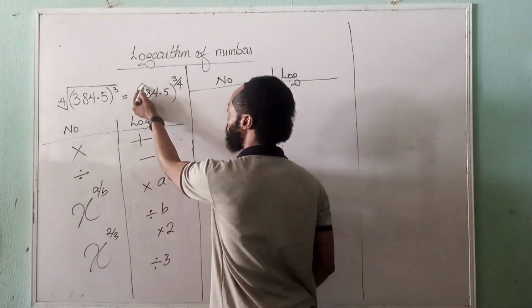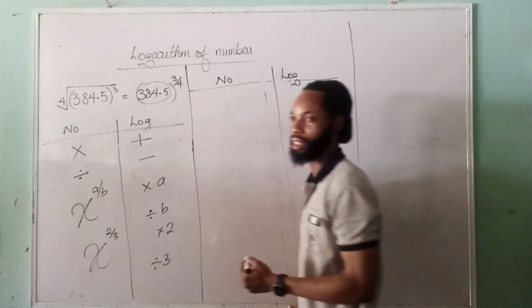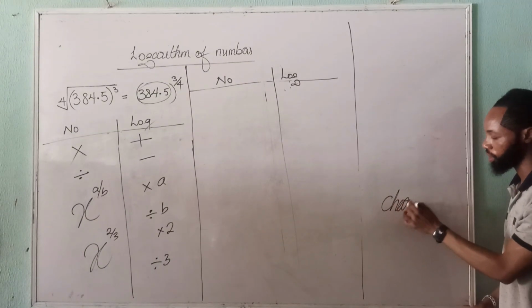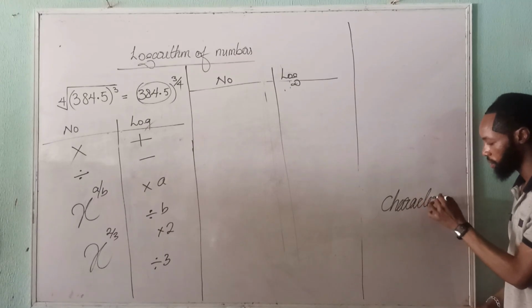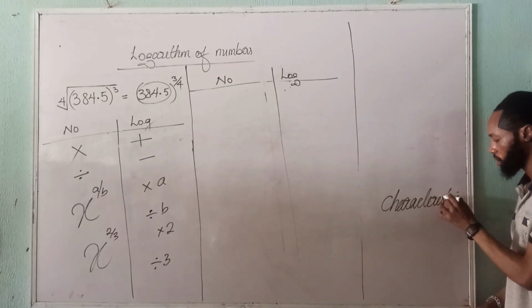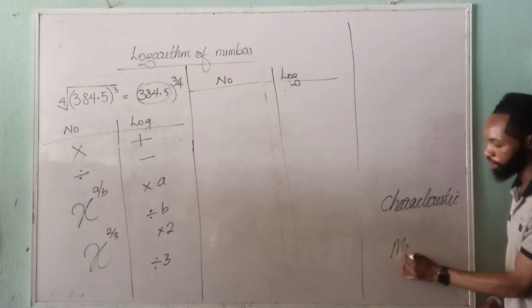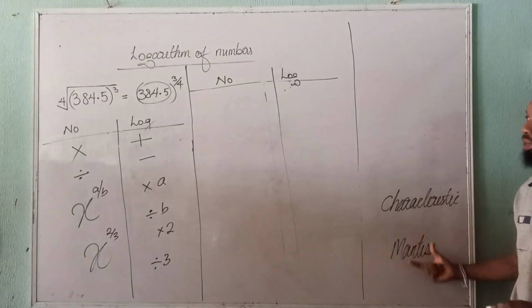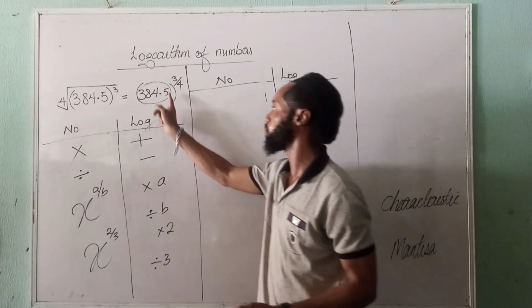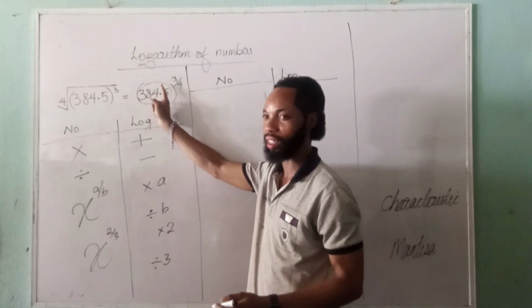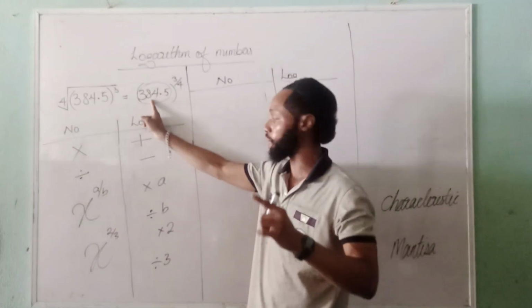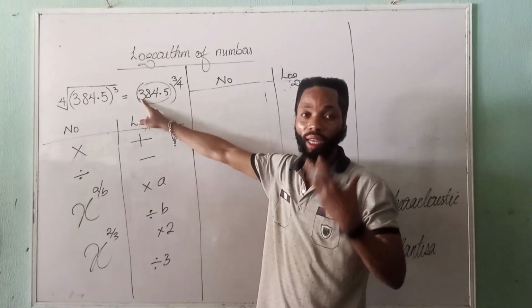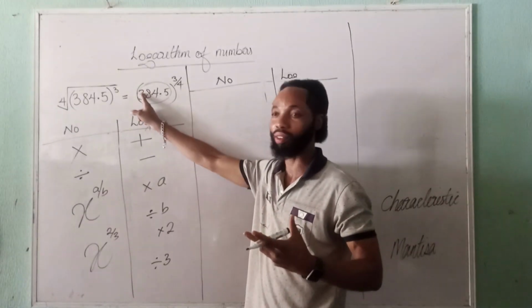Remember, the first thing we want to do is to solve whatever we have inside here. And there's what we call characteristics, and there's also what we call mantissa. The first thing you want to do is to attend to whatever you have inside here. So you want to convert it to standard form. Standard form is taking the point to the first significant figure.